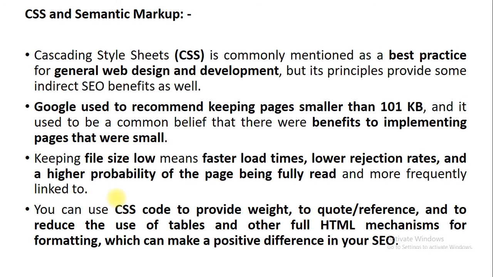Next is called CSS or semantic markup language. CSS full form is what? Cascading Style Sheet. So instead of using HTML tables or other designing tools, you just need to use CSS, which gives you the maximum SEO benefit. Google generally recommends pages smaller than 101 KB in size.